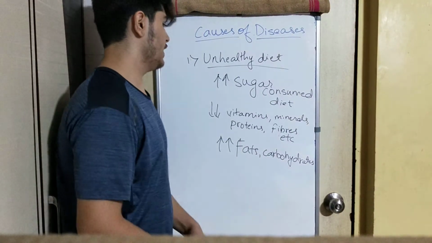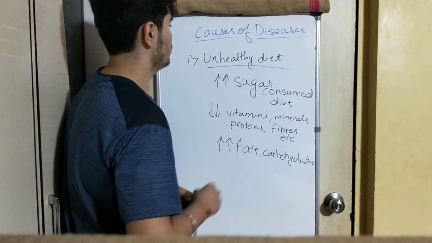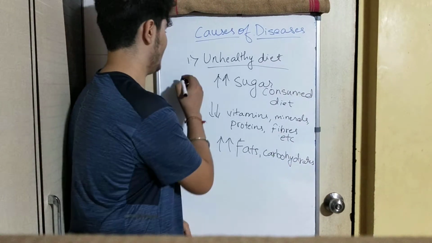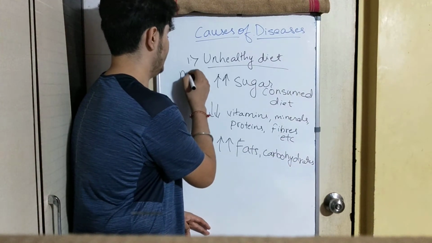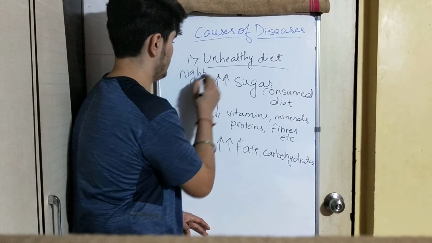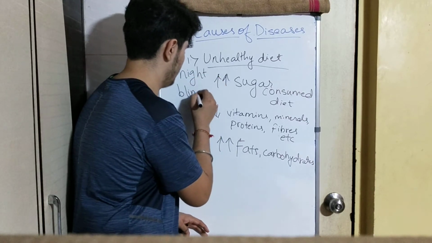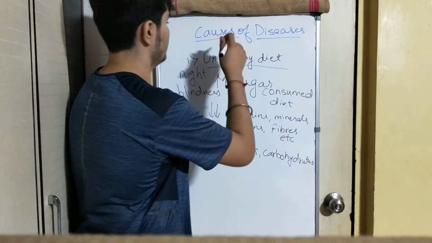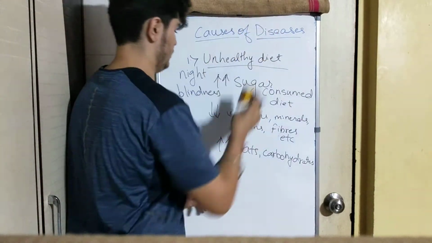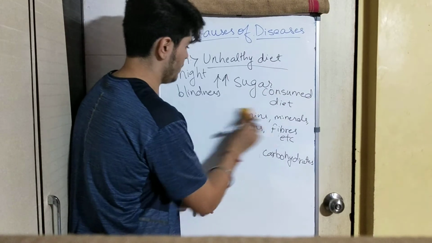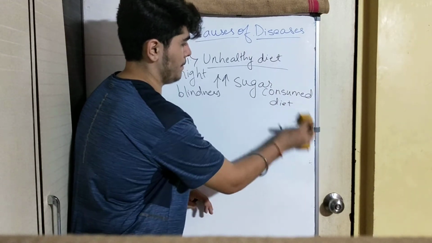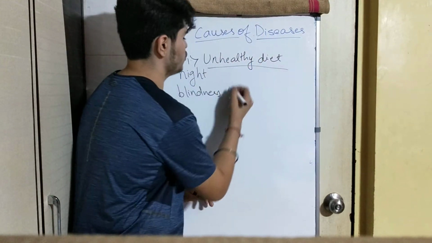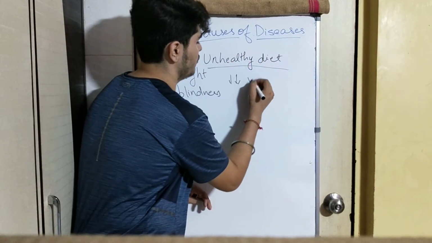I hope you have copied. So these all causes lead to diseases like night blindness, which is caused due to less intake of vitamin A.